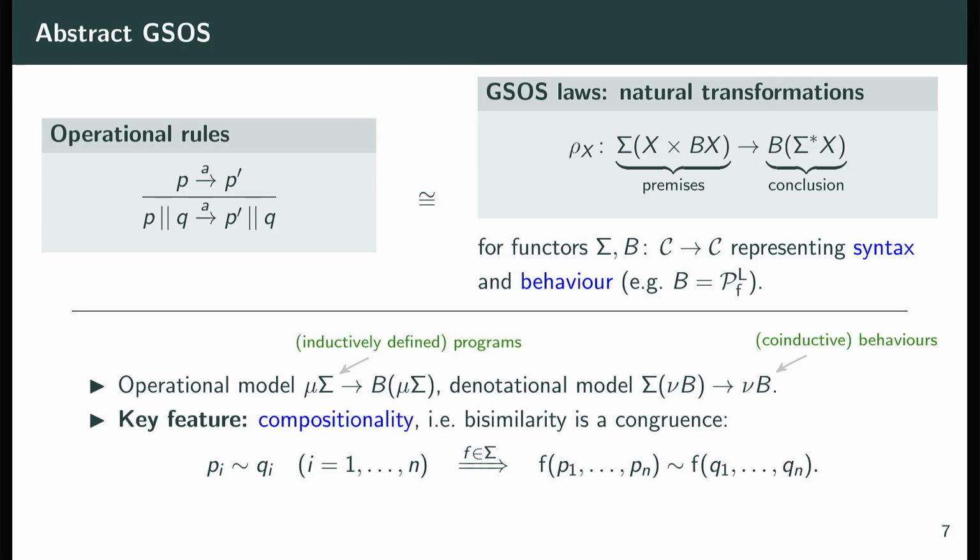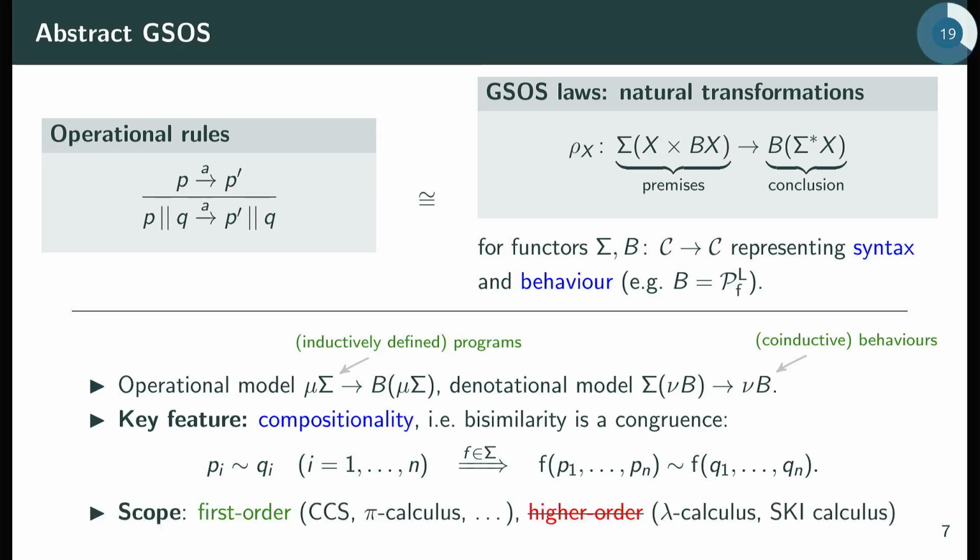So if you have pairs of bisimilar terms, p_i bisimilar to q_i, then f of p1 ... pn is bisimilar to f of q1 ... qn. And that's a very nice thing, all good. A very fundamental, nice property to have.